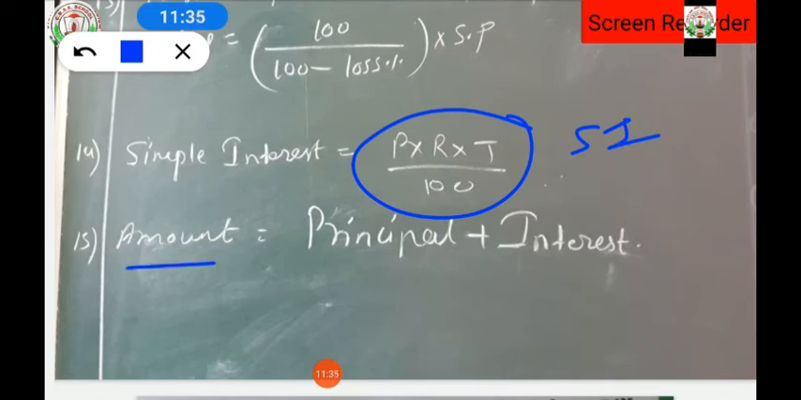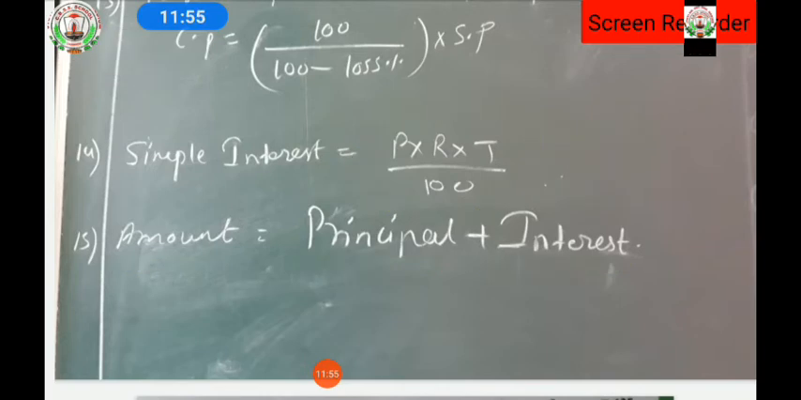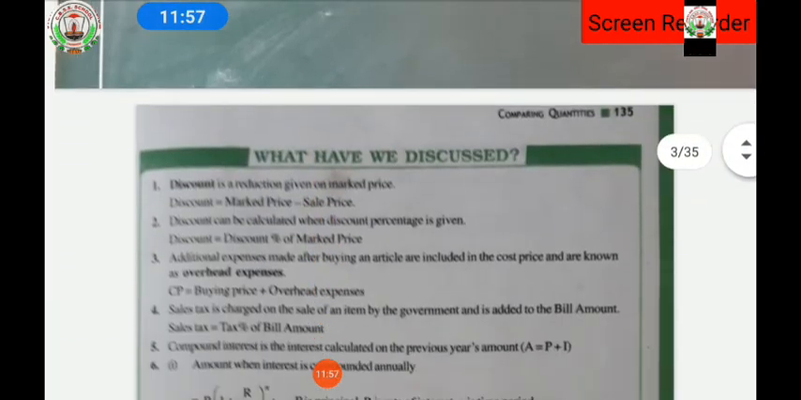Now how to find the amount? Amount can be found by principal plus interest, that means SI. SI is the simple interest only, so that can be written as interest. So in order to find the amount, first we have to find the simple interest, then only we will be able to find the amount. Up to here clear everyone?